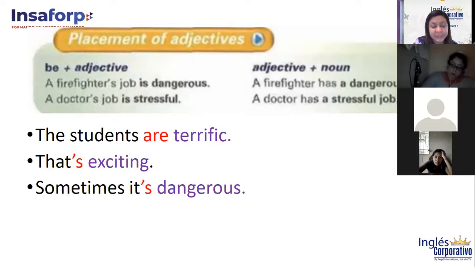Or, let's say, the brown cats. The intelligent students. In plural, right? The red roses. Roses, sorry, forget roses. The pink dresses, los vestidos rosados, the pink dresses. Okay?